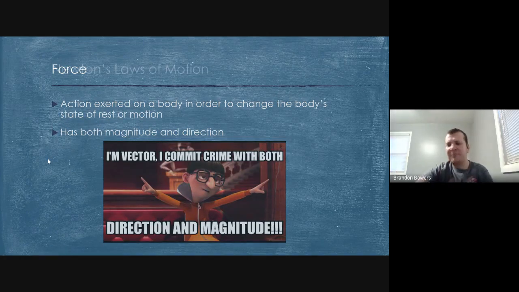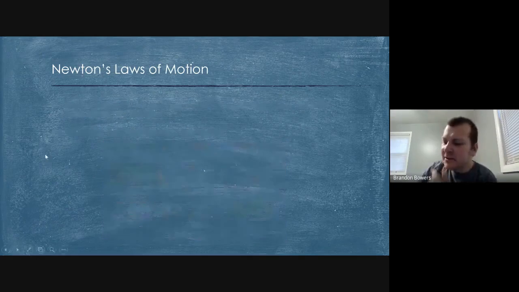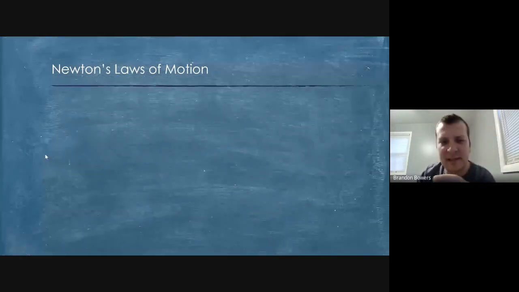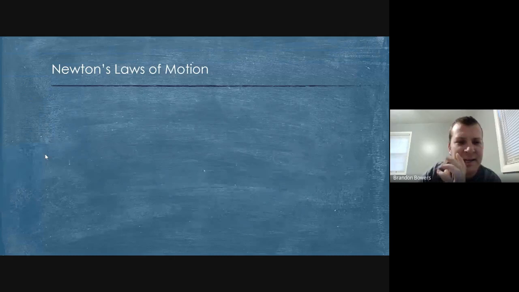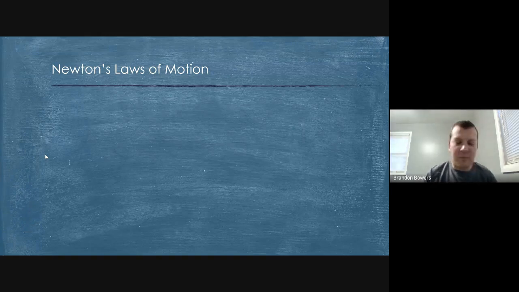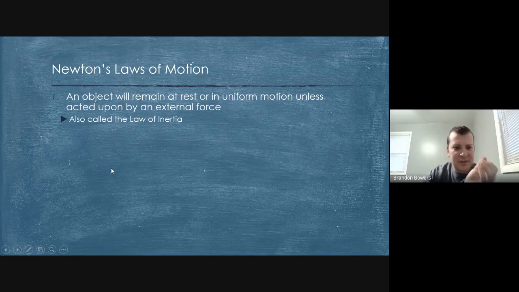Now Newton, Sir Isaac Newton. Sir Isaac is brilliant, and there's so much he created in the science world, so many laws, that we're going to focus on his three laws of motion. He created three laws of motion, and you probably heard of one, maybe two, maybe all three of these. So the first law, and if you already know these, you don't have to write them down, but if you want to write them down, that's fine.